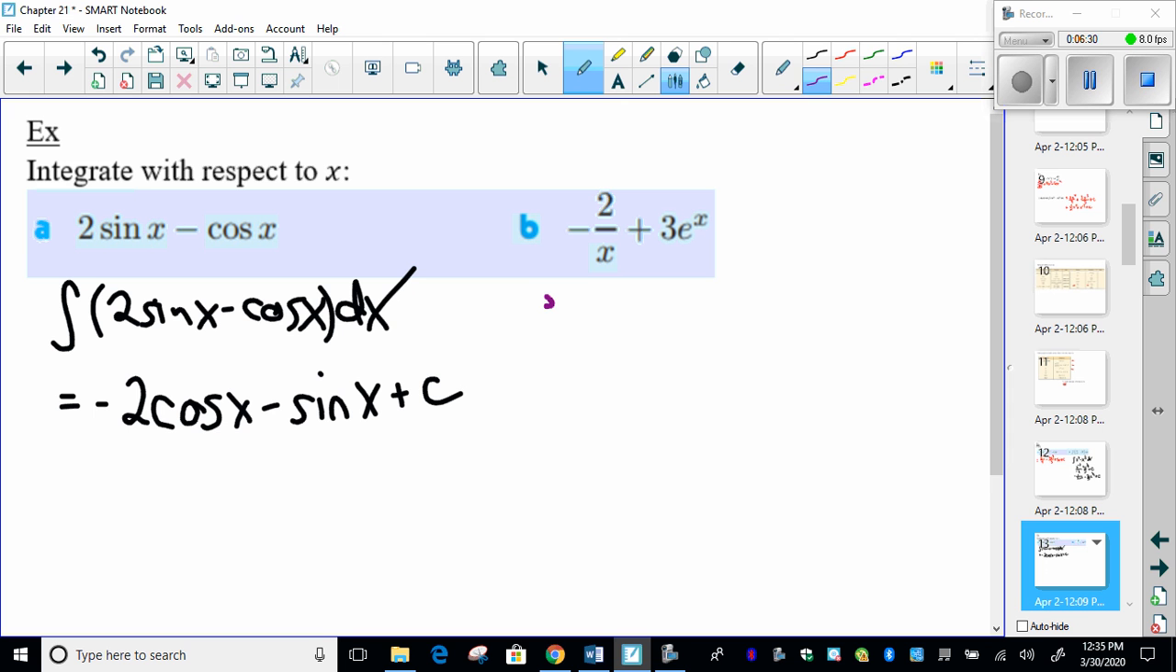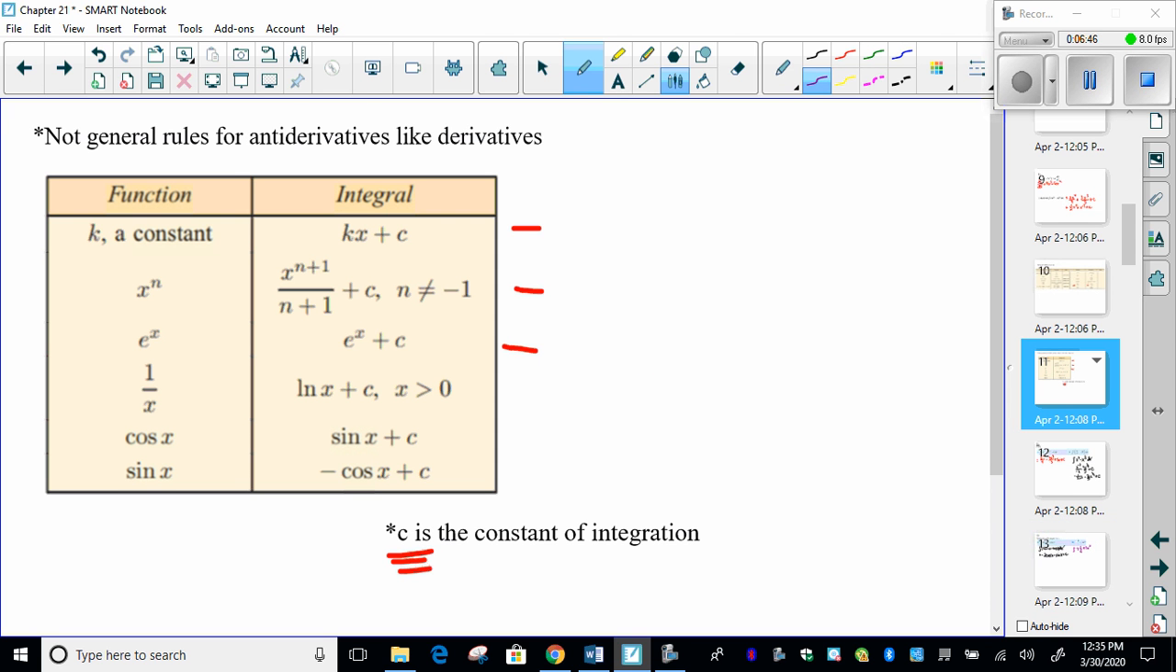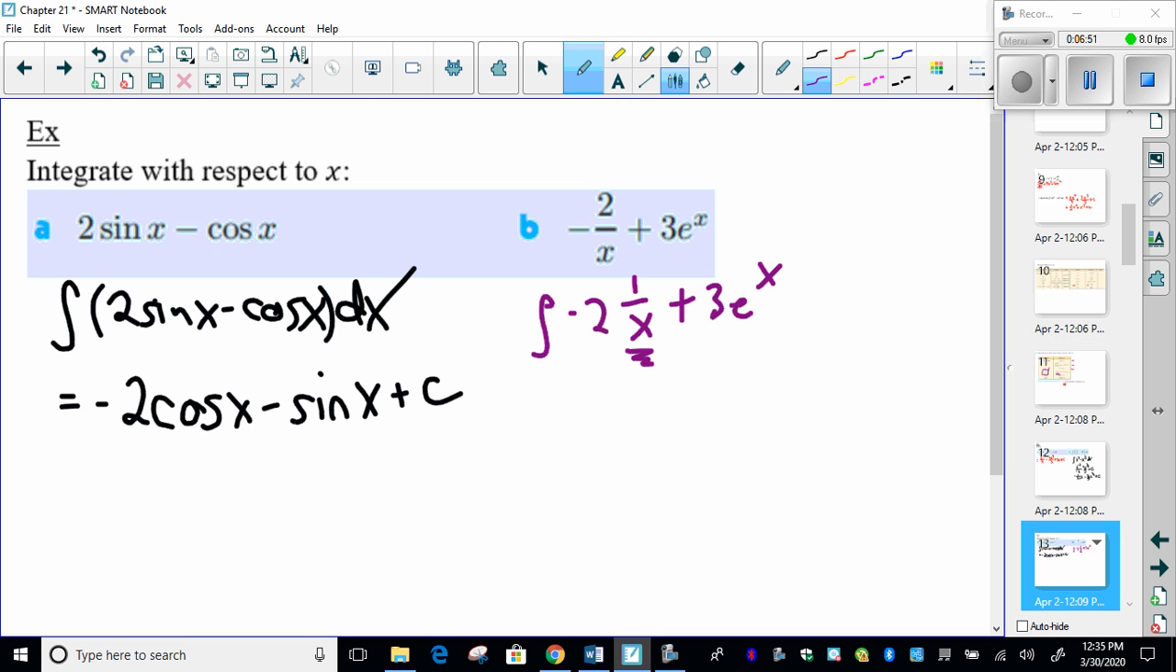And then this one, this is the same thing as the integral of negative 2 times 1 over x plus 3 e to the x. And this is one of those. So if I have 1 over x, the antiderivative of 1 over x is the natural log of x. So therefore, this is negative 2 natural log of x plus 3 e to the x. The antiderivative of e to the x is e to the x plus c. If there was, remember that 2 up top like we had in the other video, I'd have to divide down by that as well.